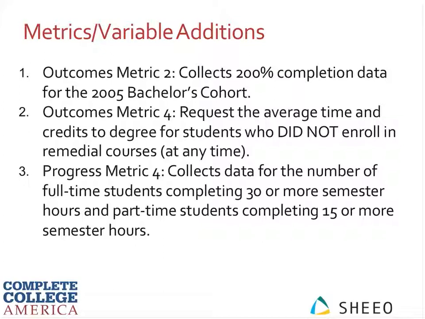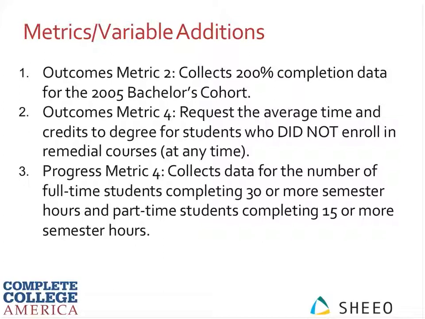You will still report the on-time and the 150% completion data for your bachelor's cohort for fall 2006 as well. And then next year, you'll report the 200% graduation rate for that cohort. And you'll see that there's a separate screen where you actually view those 200% completion rates. This is not unlike what IPEDS does through their 200% completion rate survey.